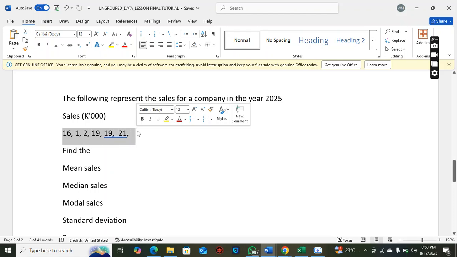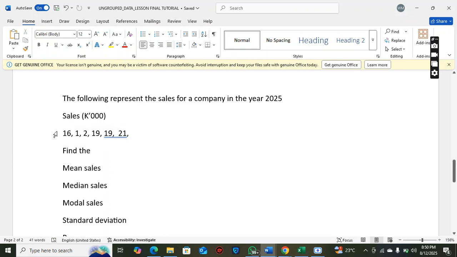So usually with ungrouped data, what they like to do is they'll bring the numbers jumbled up for you. So first things first, before you even start solving for anything, make sure you arrange the numbers. So the numbers have been jumbled up. These represent the sales.